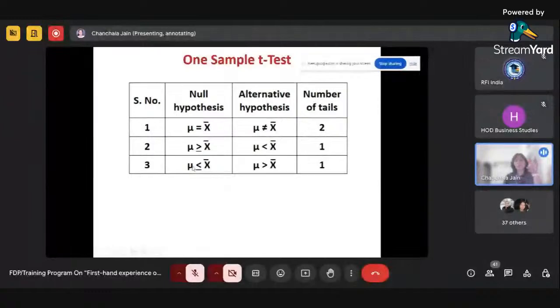So in the third position also we can find when I'm saying that the population mean is less than or equal to the sample mean. Alternatively, I'm saying that the population mean is greater than the sample mean. So we can say that there is only one tail involved, right? I hope it is clear.